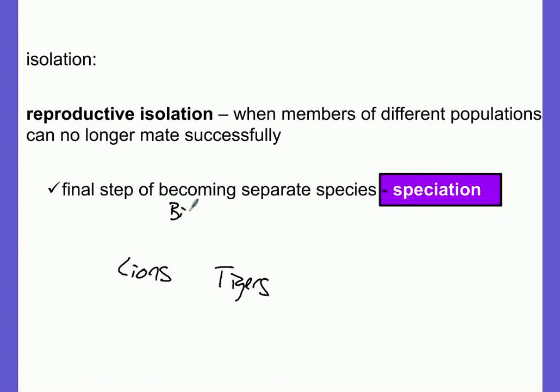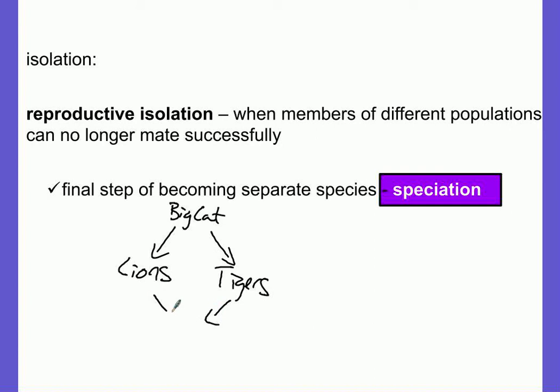There's some big cat ancestor that both of them have. But at this point, they have reached that reproductive isolation. Those two populations are different enough that they can no longer mate successfully, although we know that they can mate, just not successfully. It's a good example because we know that they can actually cross again.